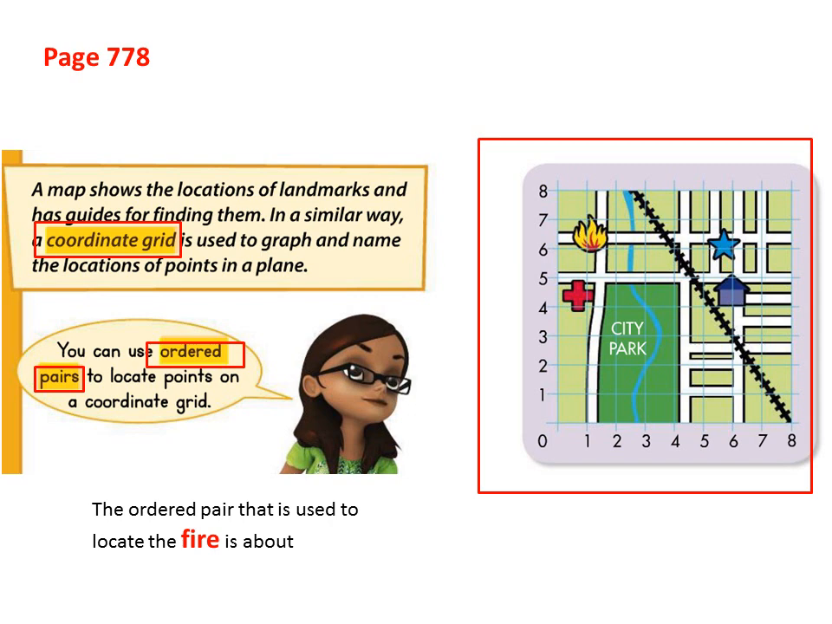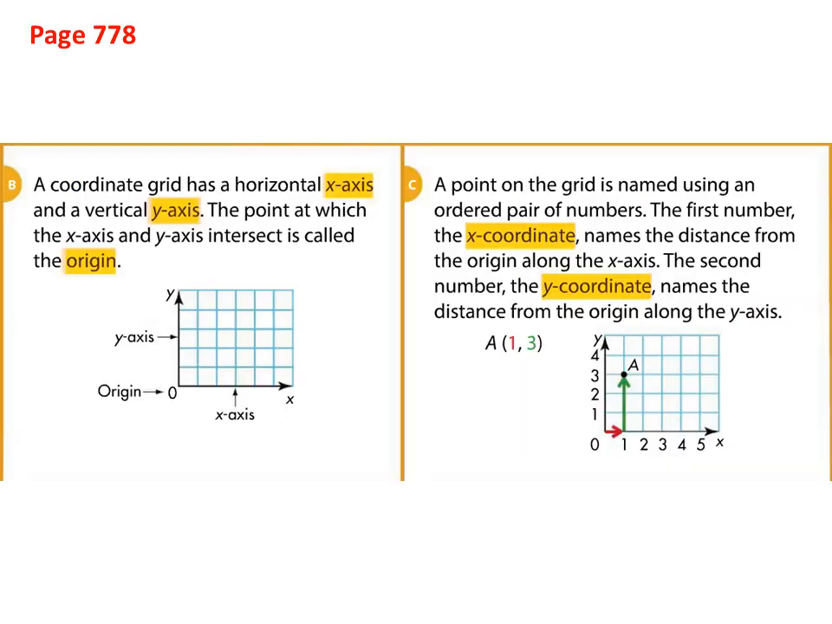Another example, the location of the house is about 6 and 4. Why? How to go to the house? We must move horizontally, so first we must run, then rise. So run horizontally to the right to 6, then go up to the 4. So the location of the house is about 6 and 4. And this is the location of the fire.